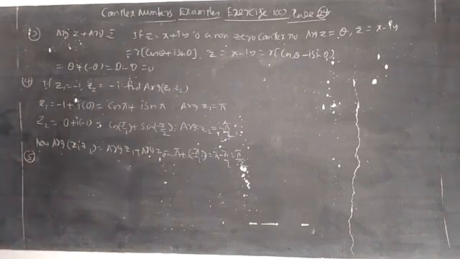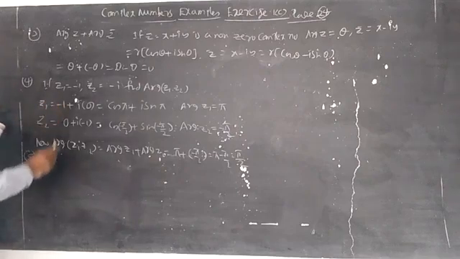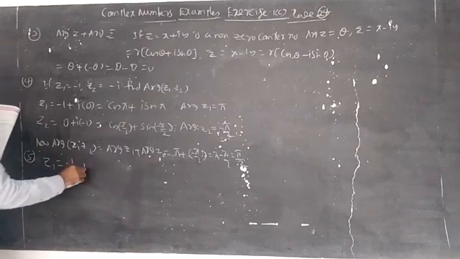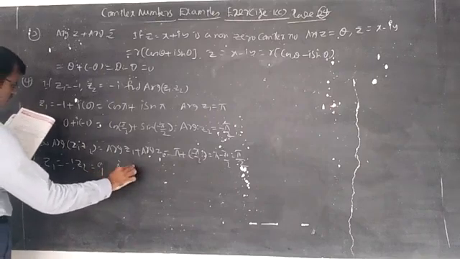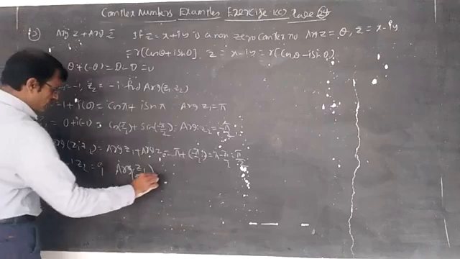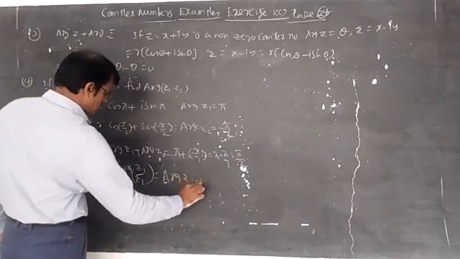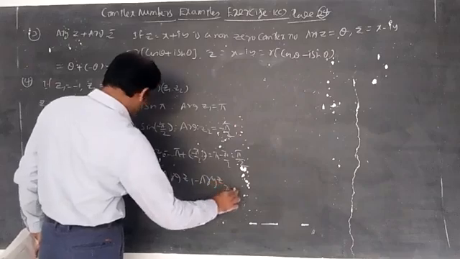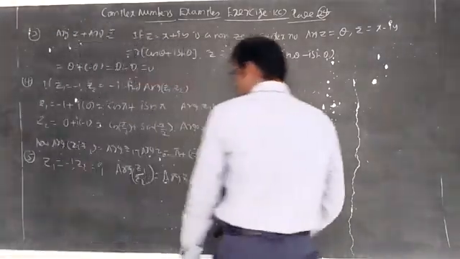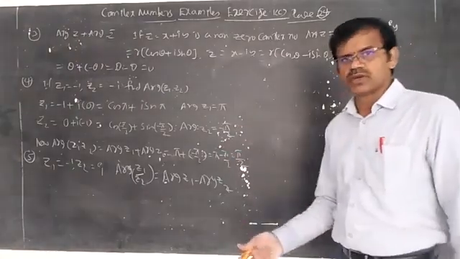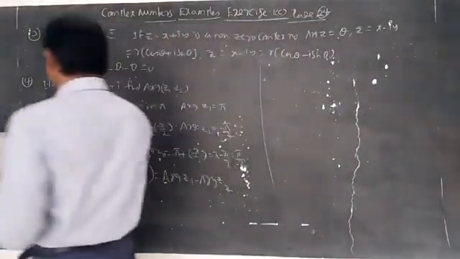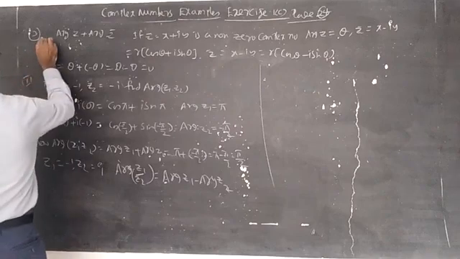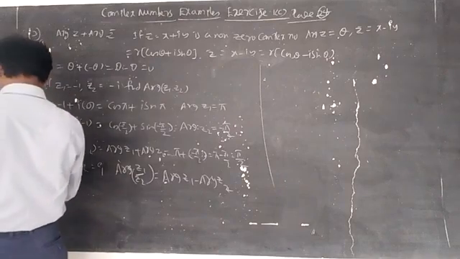Now, fifth question. Z1 is equal to minus 1 and Z2 is equal to i. Do it as homework. He is asking argument of Z1 by Z2. Write the formula. Argument of Z1 by Z2 is argument Z1 minus argument Z2. You can write, it is pi and it is simply pi by 2. Pi minus pi by 2 becomes pi by 2, the answer. Do the work. Not fifth question, it is third question. This is third question.